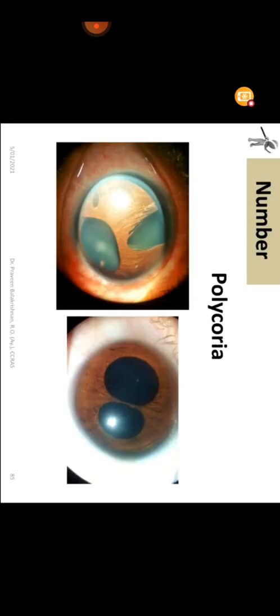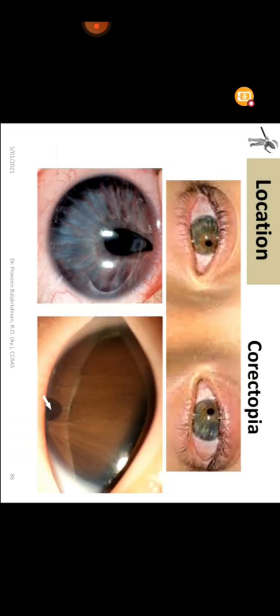So you have polycoria. Usually you have only one pupil, but here you can see multiple pupils. That is polycoria. Or you can see corectopia. Usually the pupil is placed at the center, a bit nasally, but if it is moved from there, it is called corectopia. See, you can see that it is not at the center. In this case the pupil is not at the center, and in this case too, so it is called corectopia.